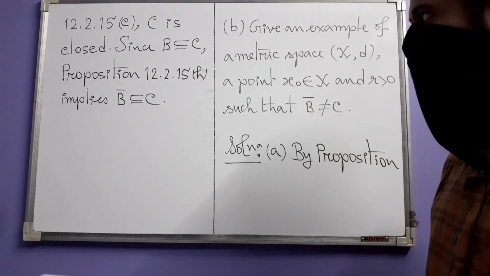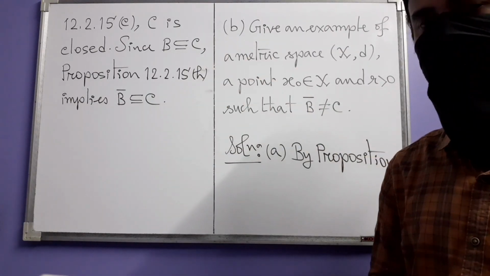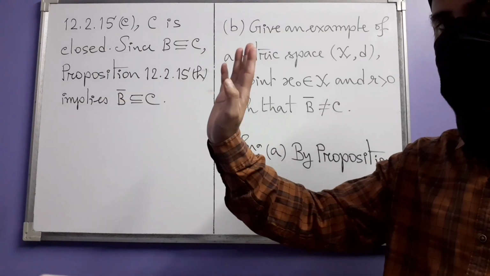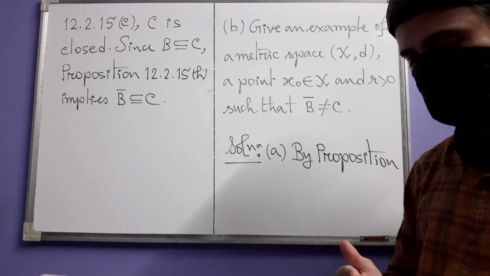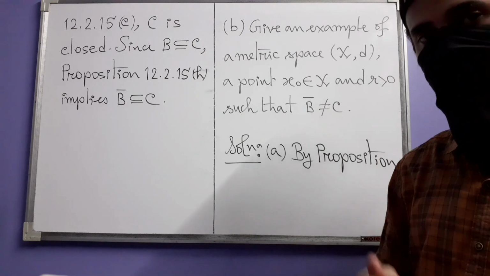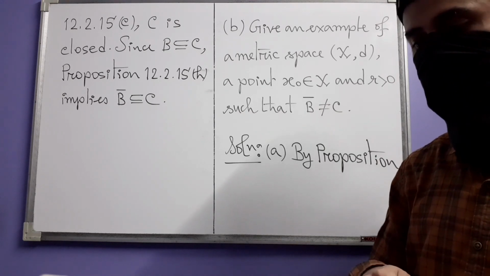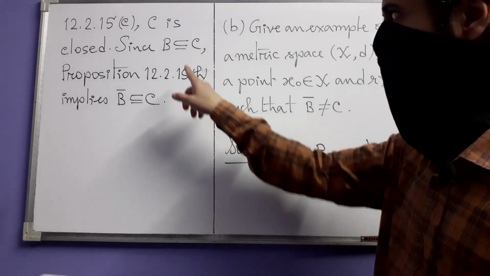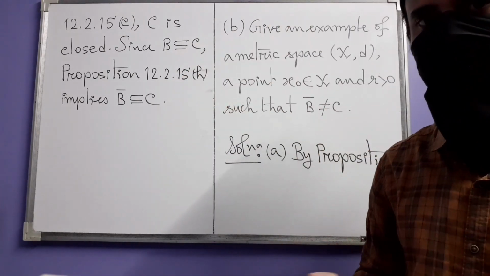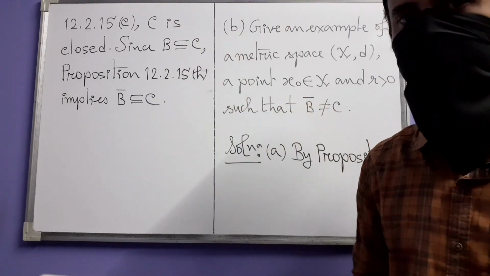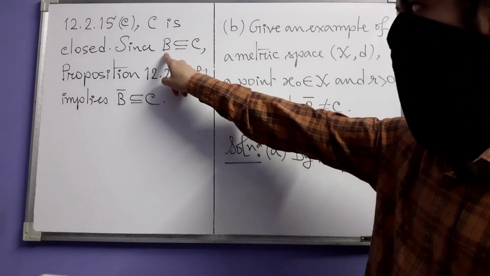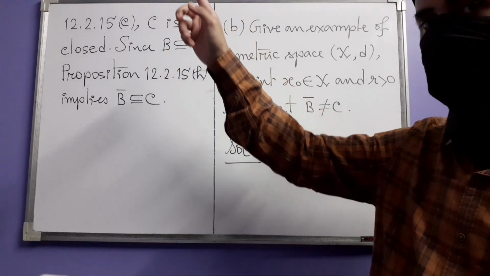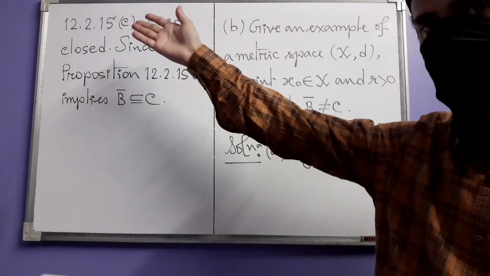Why? What does part H say? It says that E closure, where E was any subset in a metric space, is the smallest closed set containing the set E. In this case, C is a closed set containing the set B. So you think of B in place of E and C in place of that K, capital K, that we saw there.